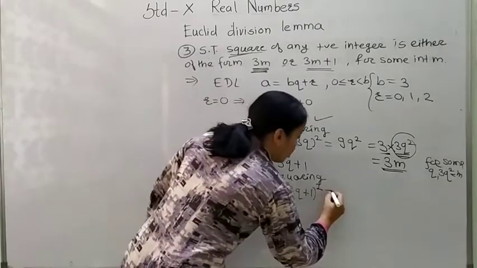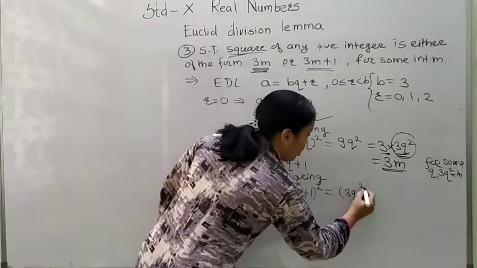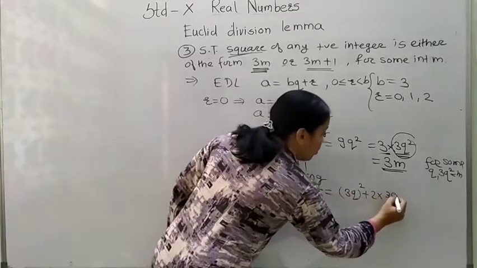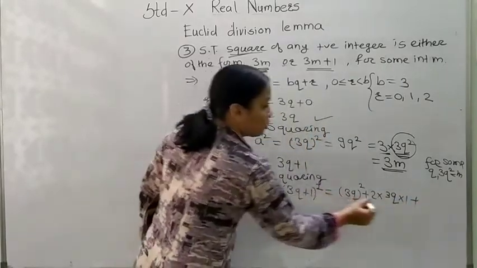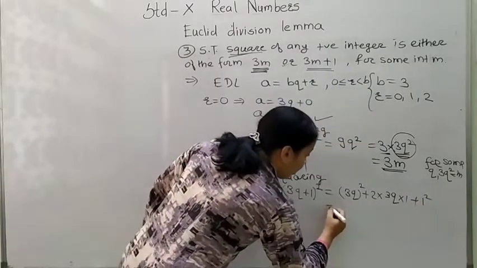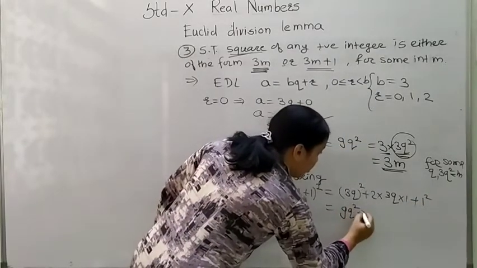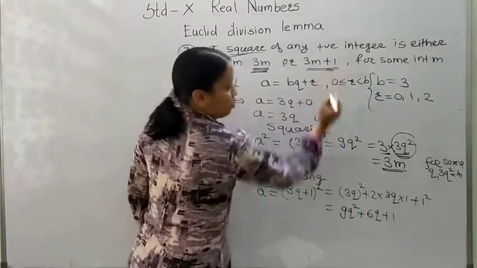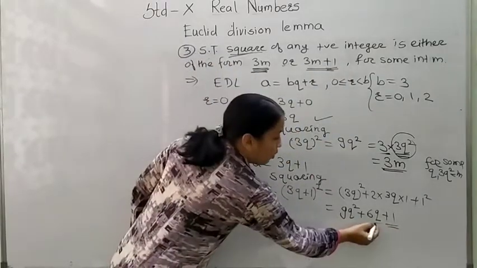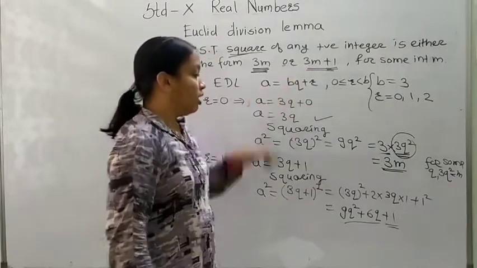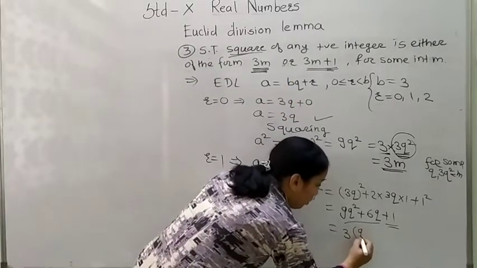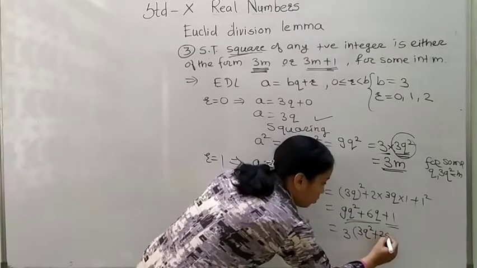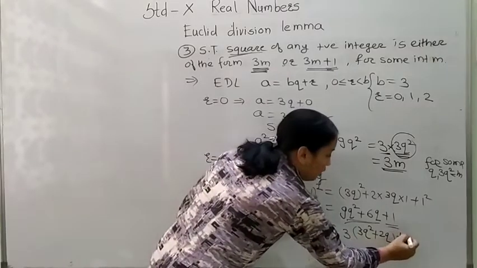Now expand this square. Using (a plus b) whole square, a square is (3q) square, plus 2ab, that is 2 into 3q into 1, plus b square, that is 1 square. Now you will get 9q square plus 6q plus 1. Here you want plus 1, and here you got the plus 1. Now you can write the rest as 3m. How to write? Take out 3 common, so in brackets it will be 3q square plus 2q, plus 1.